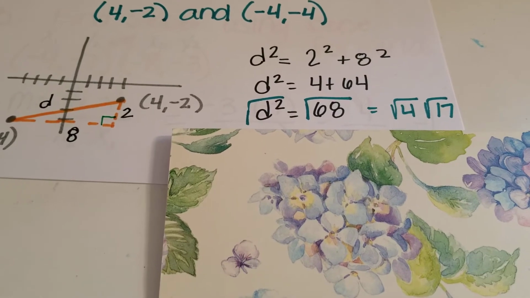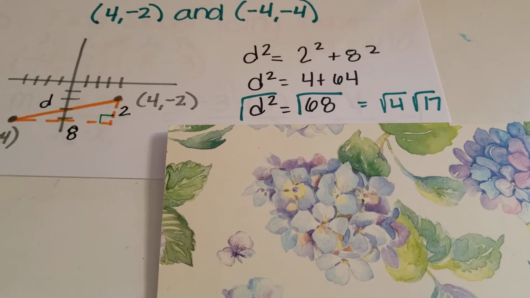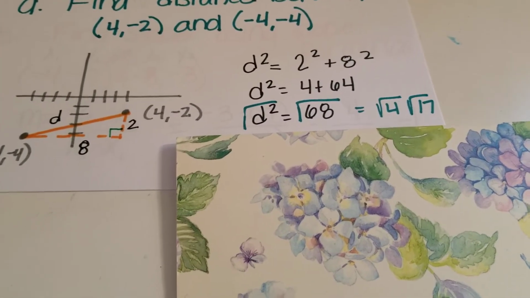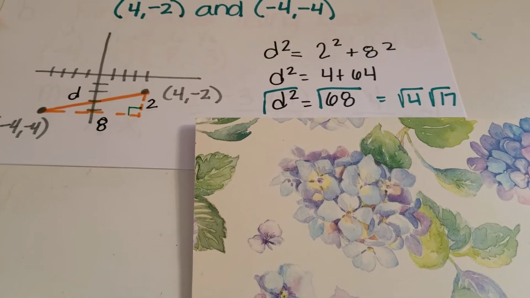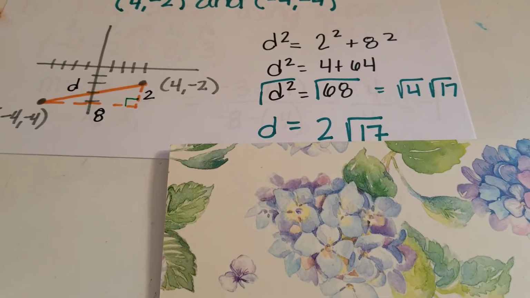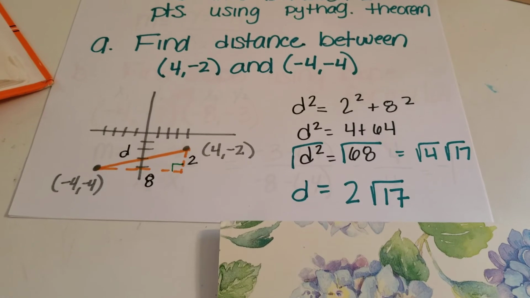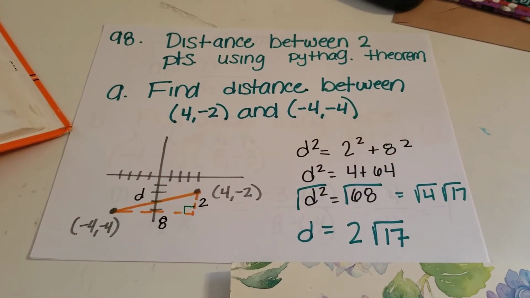I took the square root of both sides. I remember that the square root of 68, and you could use your prime factor tree if you're not sure about this, is also the square root of 4 times the square root of 17. Since 4 is a perfect square, I can take that out of the square root, and it becomes 2 radical 17. So that is how to find the distance in that particular problem.